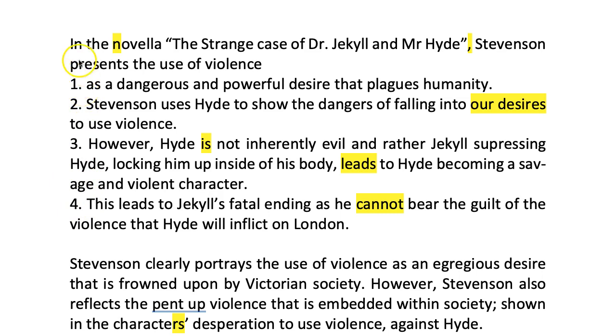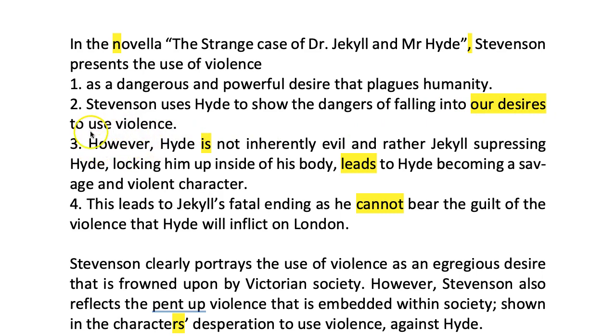That's super ambitious. In the novella The Strange Case of Dr. Jekyll and Mr. Hyde, Stevenson presents the use of violence, so he's used the key word of the question, making sure that his answer is going to be relevant, as a dangerous and powerful desire that plagues humanity. Stevenson uses Hyde to show the dangers of falling into our desires to use violence.